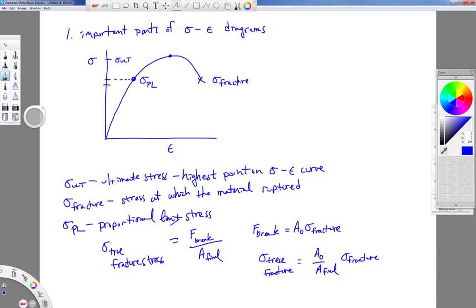What we're going to do next is take a look in a little bit more detail at this initial portion of the stress-strain curve. As I mentioned, for most of the things that we're going to do in this class, we're not yielding the material. We want to avoid getting anywhere near the ultimate stress. For design purposes, a lot of times you're going to be down in this region of the stress-strain curve. So let's look at this in just a little bit more detail.